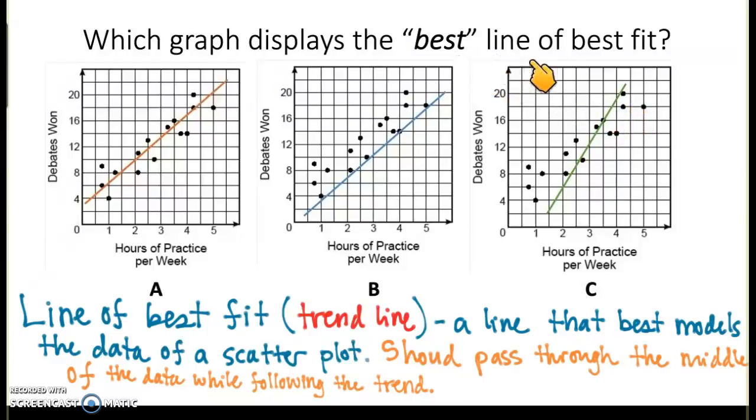So the best line of best fit would have to be the orange line because it's the only line that meets the description down here: it should pass through the middle or the center of the data, and it follows the trend. Another observation for the trend line is there should be an equal number of points above and below the line, which answer A is the only one that shows, whereas the other one has every point above the line. And for the green line, there are more points above the line here than there are below the line here.